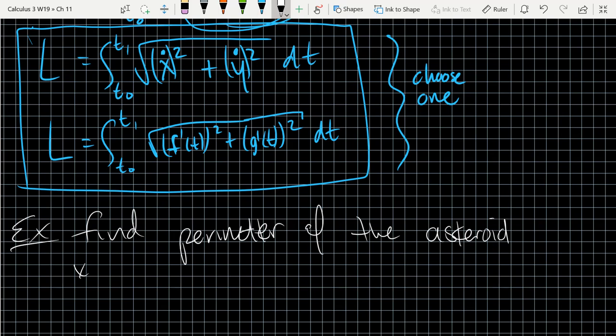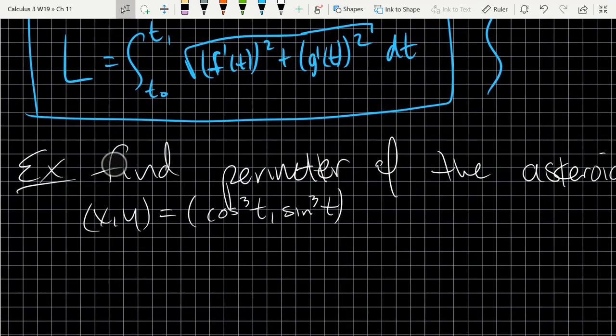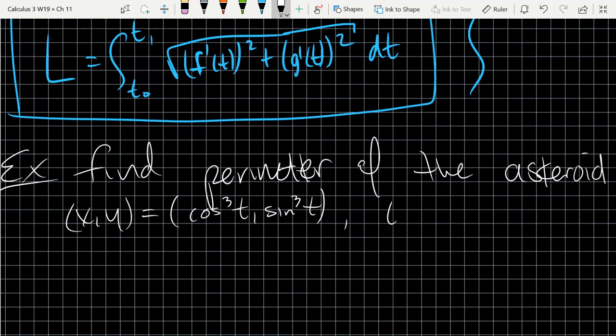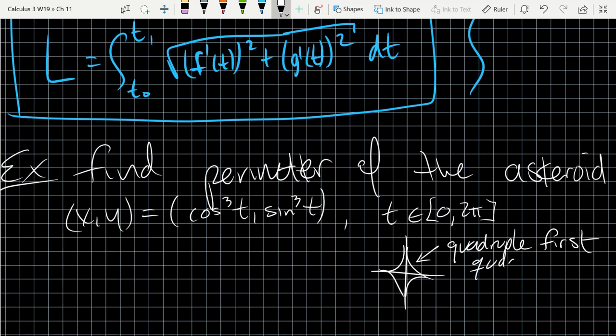Rewrite our asteroid coordinates x, y. Cosine first, cos cubed t, sine cubed t. And we already got the t value, so I'm just writing them in here. So t is going to go 0 to 2 pi. And I'll do a really fast sketch. We're going to quadruple the first quadrant. And that was 0 to pi over 2.